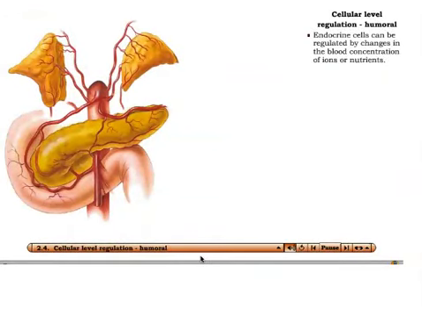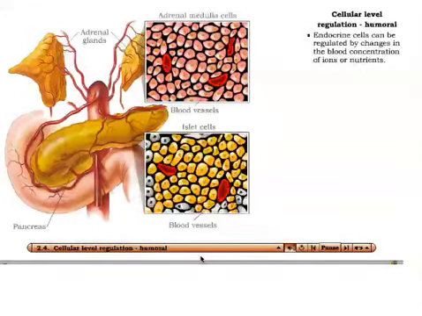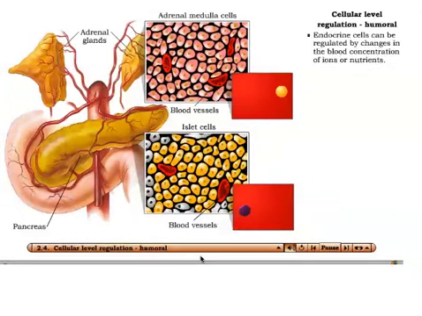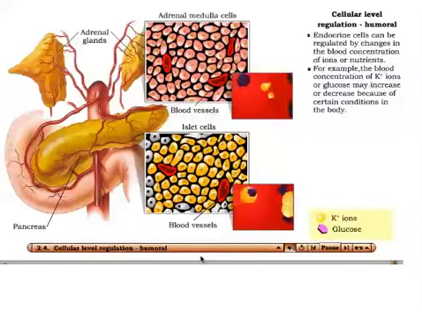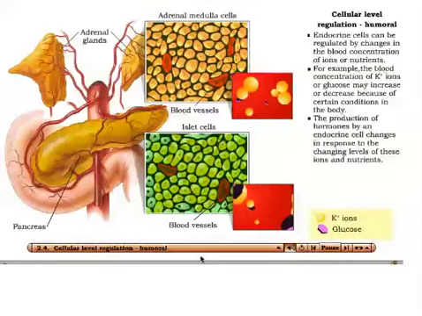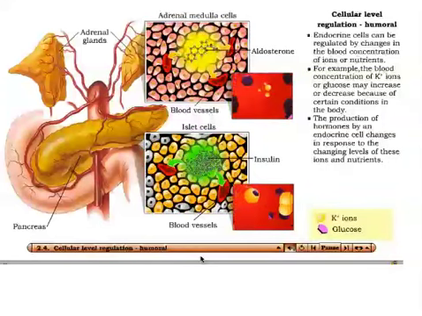Some endocrine cells are regulated by changes in the blood concentration of certain ions or nutrients. Certain conditions in the body may result in increases or decreases in the blood concentration of certain ions like potassium or nutrients like glucose. Endocrine cell activity changes in response to the changing levels of these ions and nutrients.